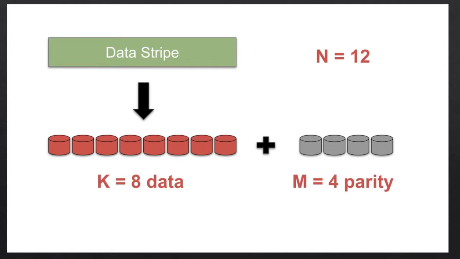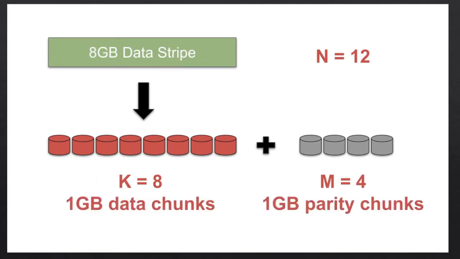For example, as 8 gigabytes of data is received, that 8 gigabytes of data is divided into 8 1-gigabyte data chunks. 4 1-gigabyte parity chunks are calculated using Reed-Solomon codes, and finally the data and parity chunks are written to storage devices in a random order.